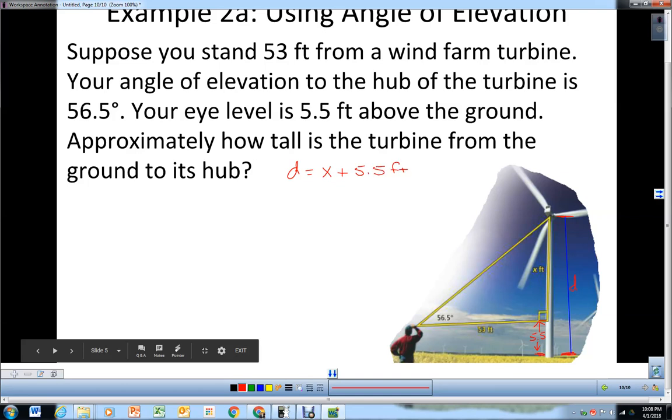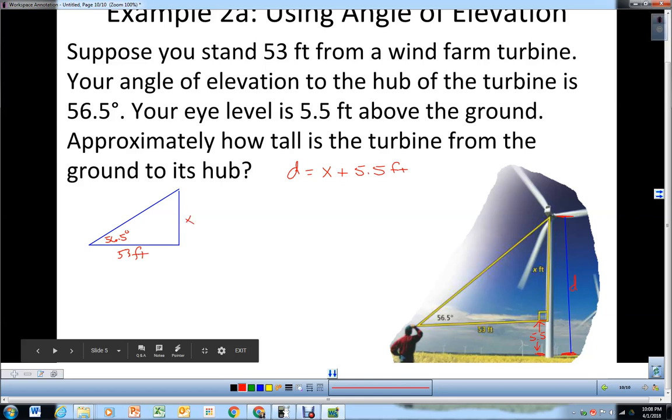Now, what are we going to use to find x? Well, we have our right triangle, so I'll draw it here so we can mark it better. This is our 56.5 degrees. We have this distance is 53 feet. And we're looking for x.